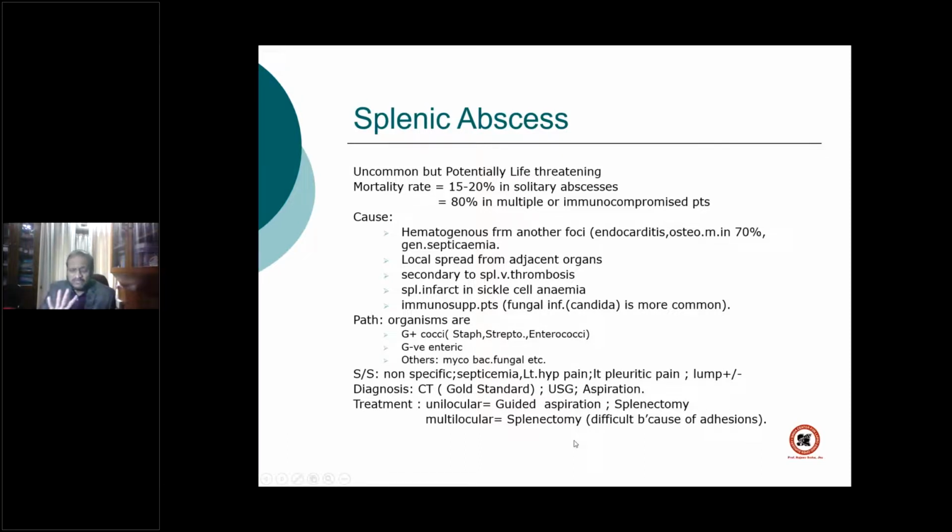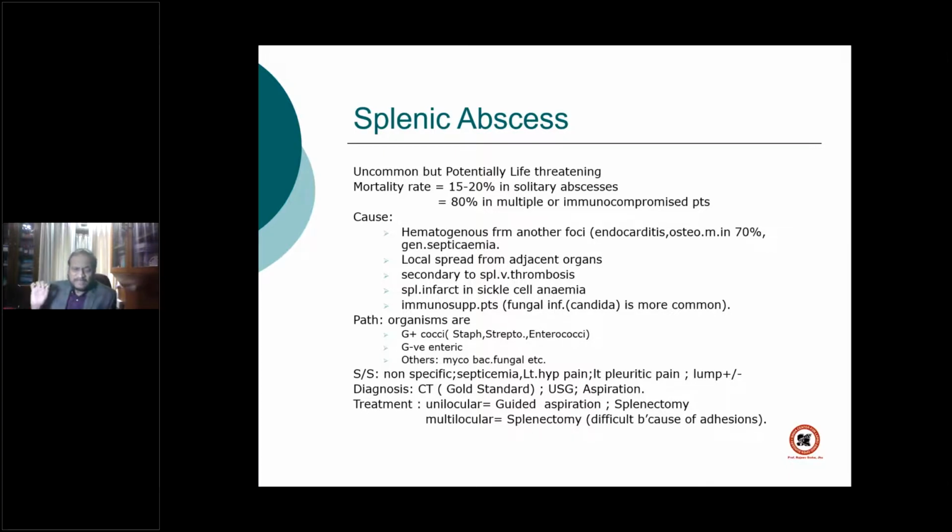You'll find features of infection in the body. You try to localize where is the infection. You may get a left hypochondrial pain, or you can get left pleuritic pain, and you may be able to palpate the spleen. So that gives you an idea that probably you're dealing with a splenic abscess. There's very severe pain on respiration in these patients in the initial stages. Why? Because of irritation and inflammation of the diaphragmatic pleura.